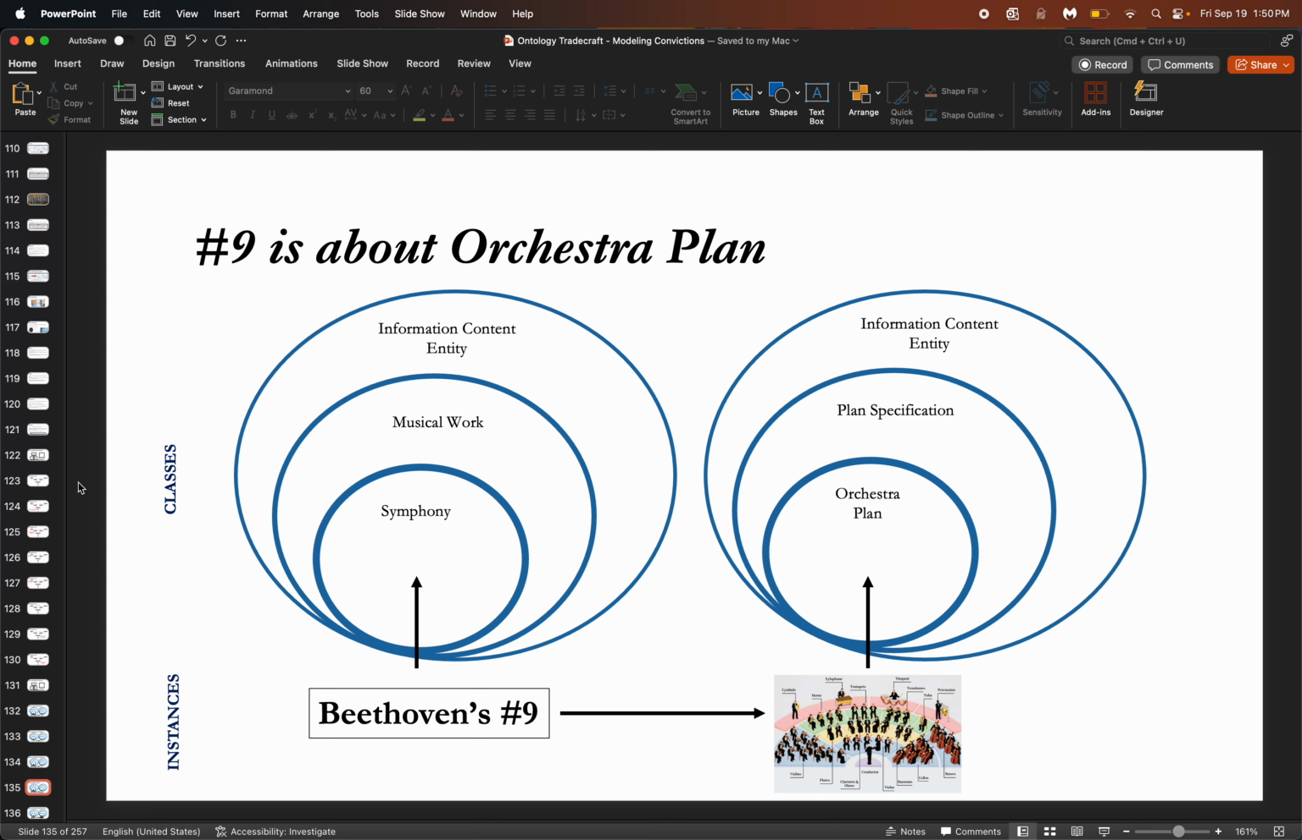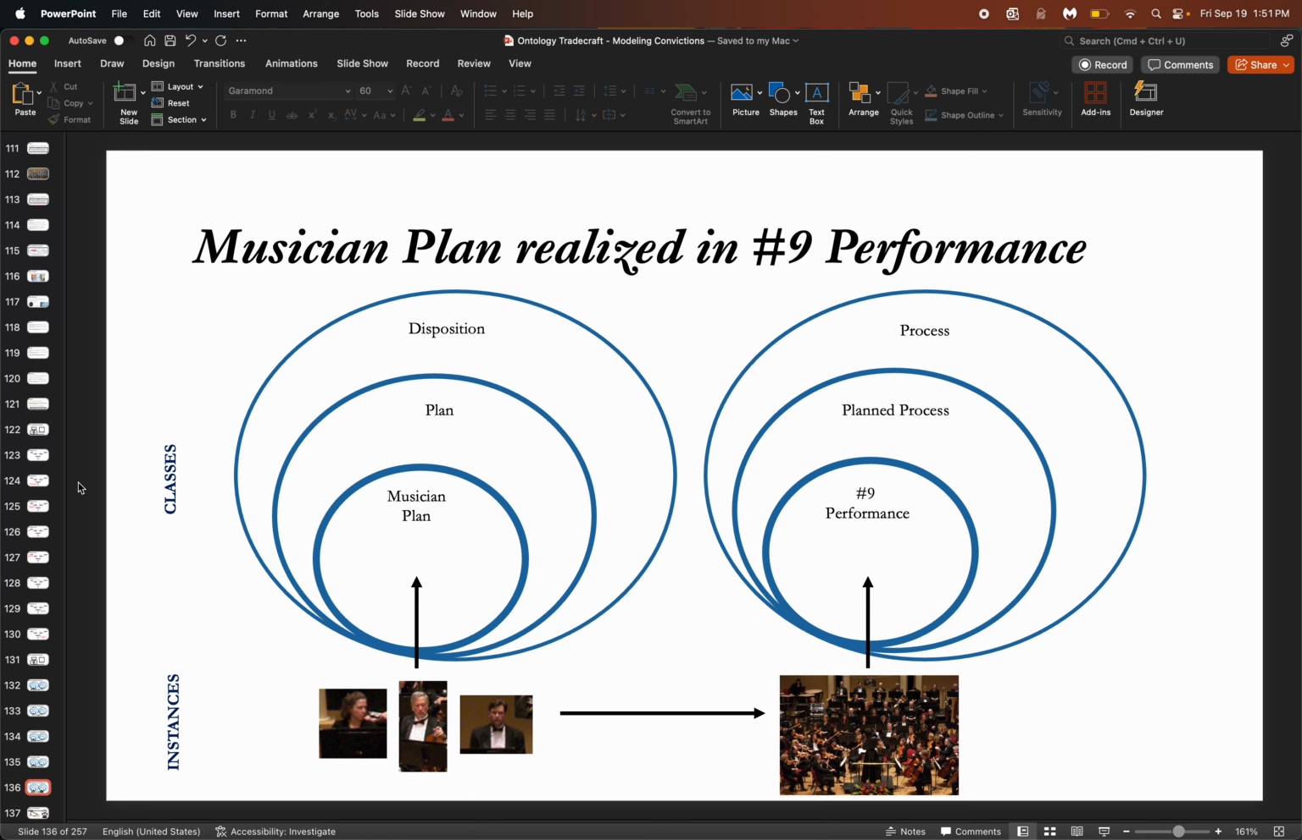When you make this connection of aboutness between the Ninth and being a plan for an orchestra to perform, this musician plan is concretized in the qualities of the brains of these various individuals, or the dispositions in the brains of these various musicians. It can be realized in, manifest in processes like a performance of Beethoven's Ninth.